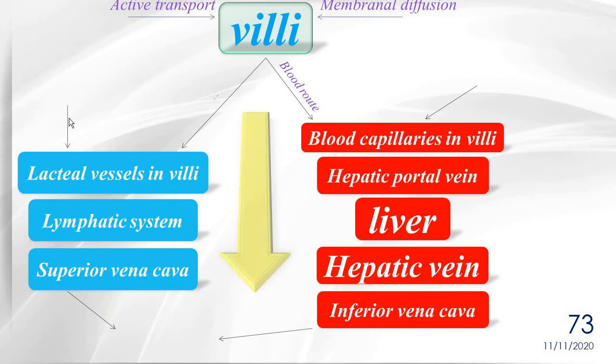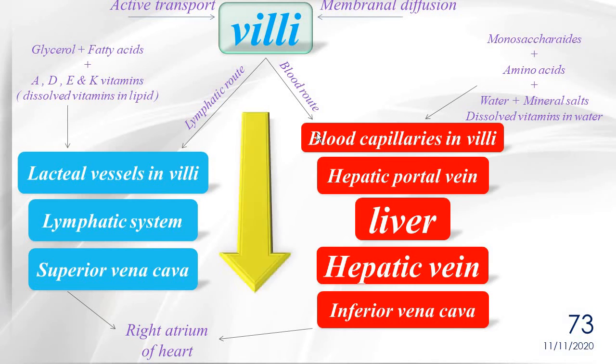As we said, we have two ways of villi: blood capillaries in villi, the hepatic blood route, or the lymphatic route. If the food goes to the blood route, it passes through the blood capillaries in villi and then to the hepatic portal vein of the liver. Then it goes out from the liver through the hepatic vein, then to the inferior vena cava of the heart and the right atrium. If it goes to the lymphatic route, it goes to the lacteal vessels in the villi, then to the lymphatic system, then to the superior vena cava, which is found in the right atrium of the heart.